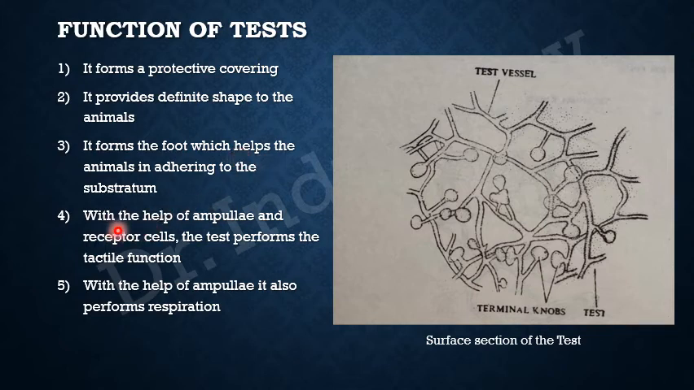Number 4. With the help of ampullae. This diagram, you must be wondering why this diagram is given. Now it comes here. These are the ampullae. With the help of the ampullae and receptor cells, I told you they are tactile, so they are having receptor cells. The test performs the tactile function. Okay. Number 5. With the help of ampullae, it also performs respiration.